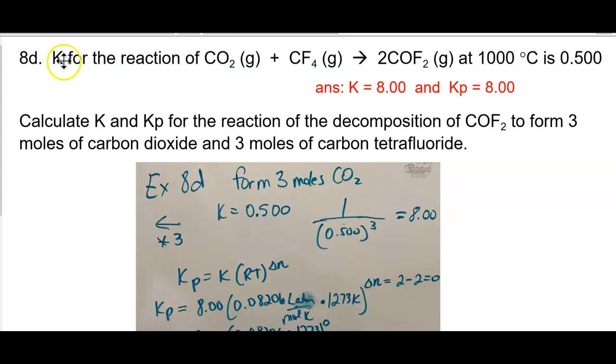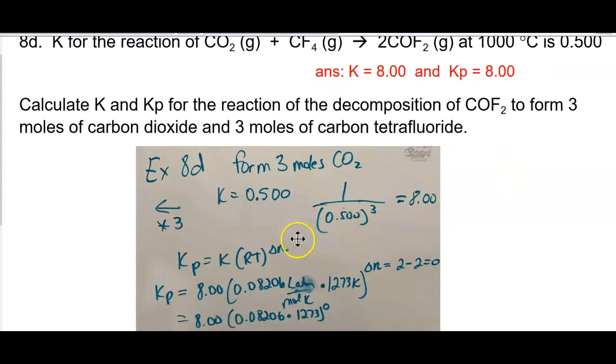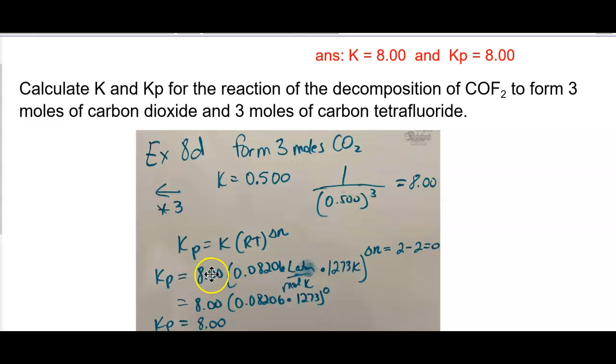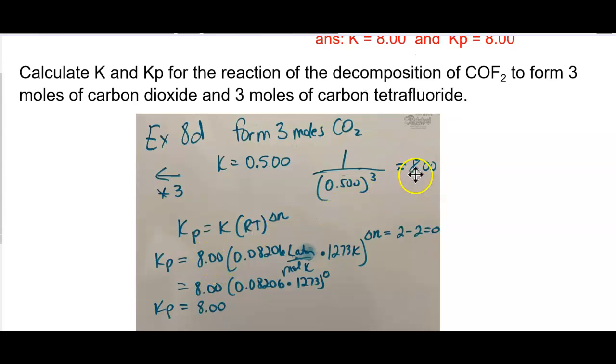Why K? Because I was given K to start from this basic equation. If this would have been Kp, then this 8 would have been Kp. But because I was given K as 0.5, I'm going to use it and now solve for Kp. So now I'm going to plug in my K here as an 8. This was my K. This is my ideal gas law constant. This is my temperature converted to Kelvin. And let's look at the moles that we have.